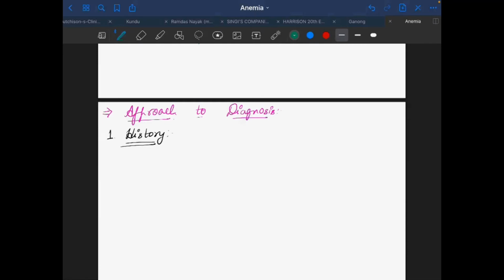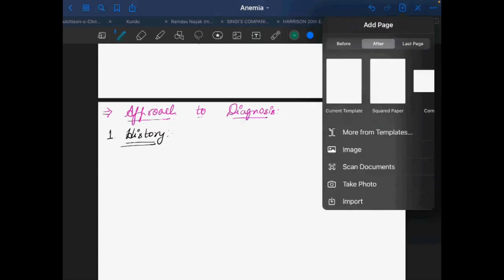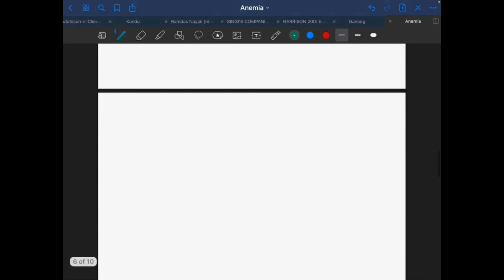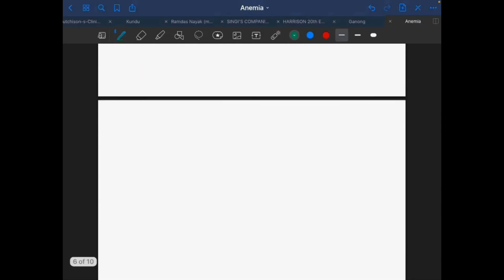So now we come to the approach to diagnosis. That is, if a child comes to you, what is your approach to determine what type of anemia it is, or what is happening in the child. Before the approach to diagnosis, we will see the different types of hemoglobin in a newborn. The different types of hemoglobin are 3 types.